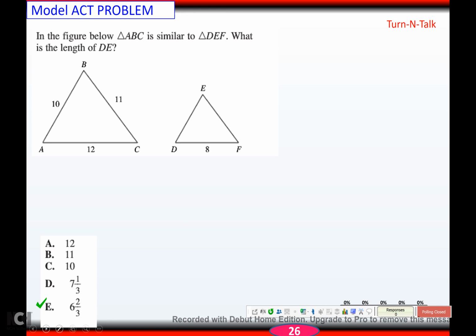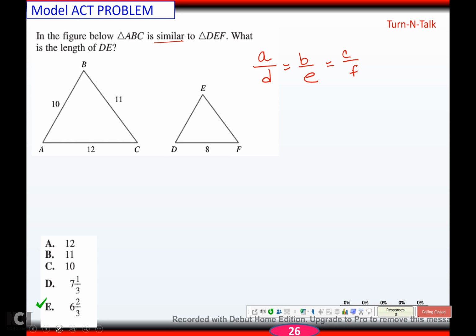Alright, it says in the figure below, ABC is similar to DEF, which tells me then that little a corresponds to little d, just as little b is proportional to little e, just as little c is proportional to little f.